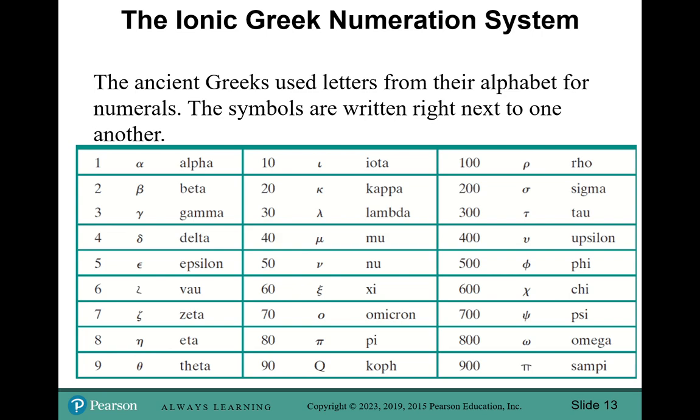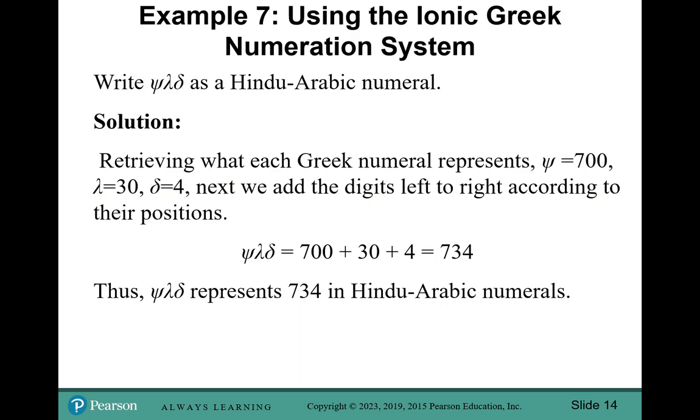100 by rho, 200 by sigma, 300 by tau, 400 by upsilon, 500 by phi, 600 by chi, 700 by psi, 800 by omega, 900 by sampi. And I'm not sure if I skipped the 10 there. The 10 was the iota.